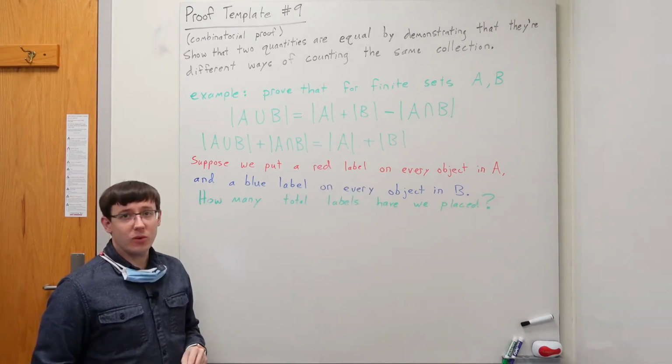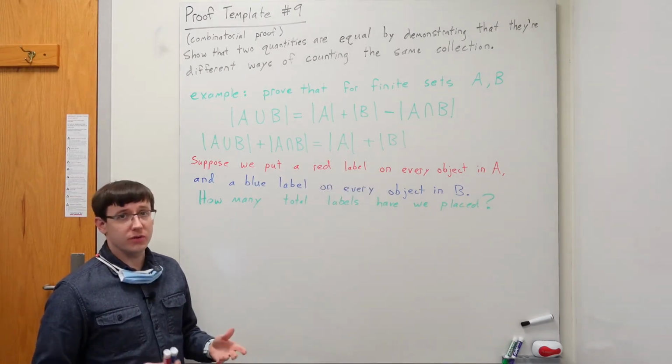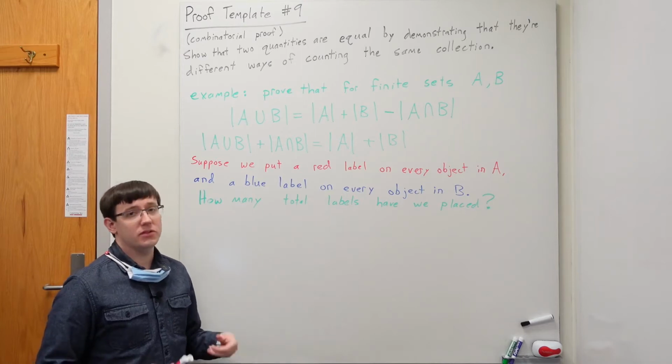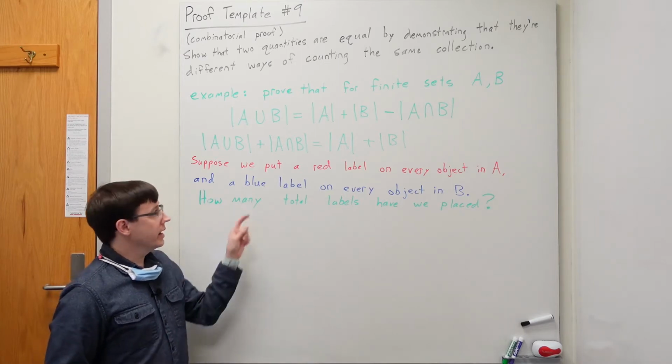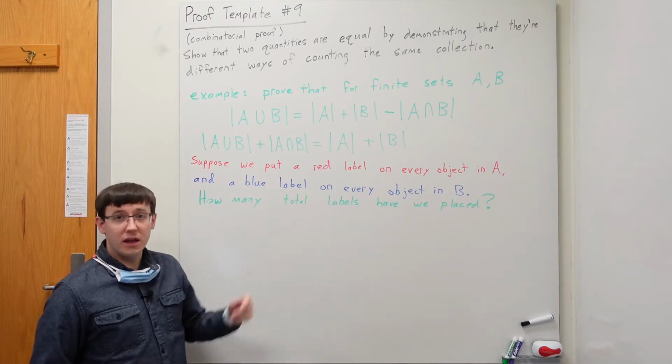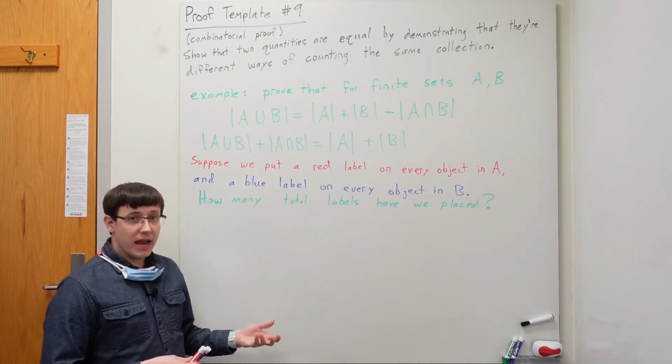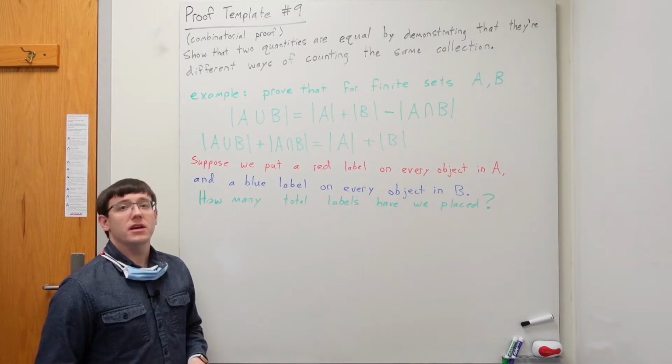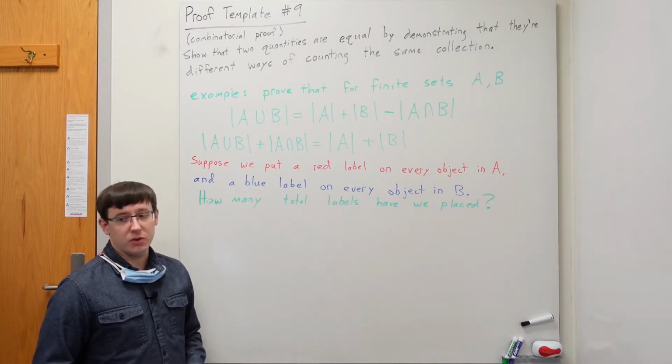One way we could count the total number of labels is the number of red labels plus the number of blue labels. And since we put a red label on everything in A and a blue on everything in B, the cardinality of A plus the cardinality of B gives us the total number of labels.